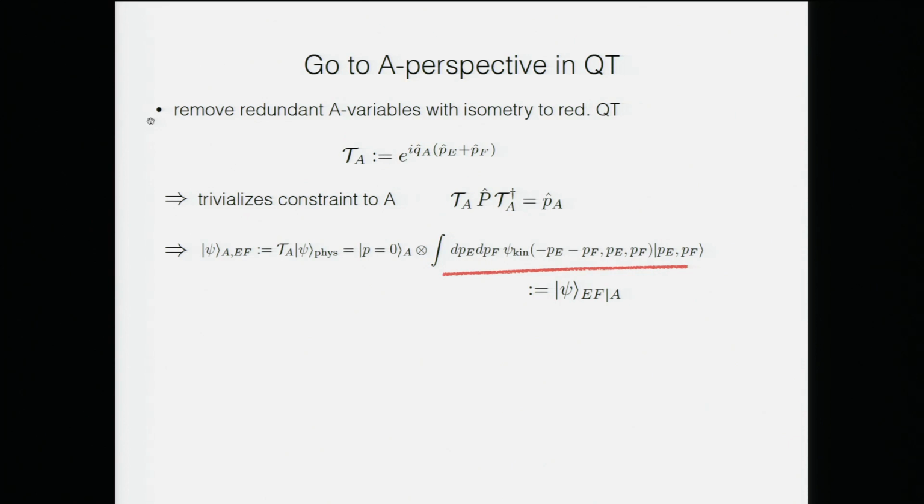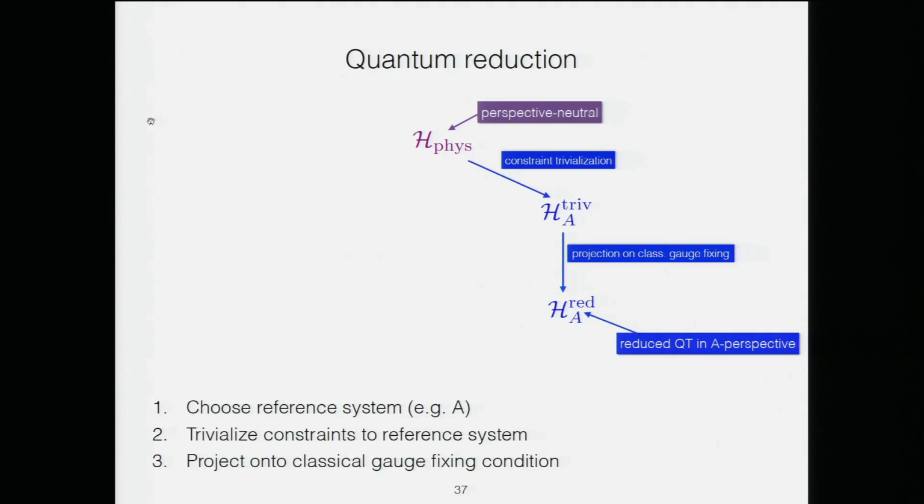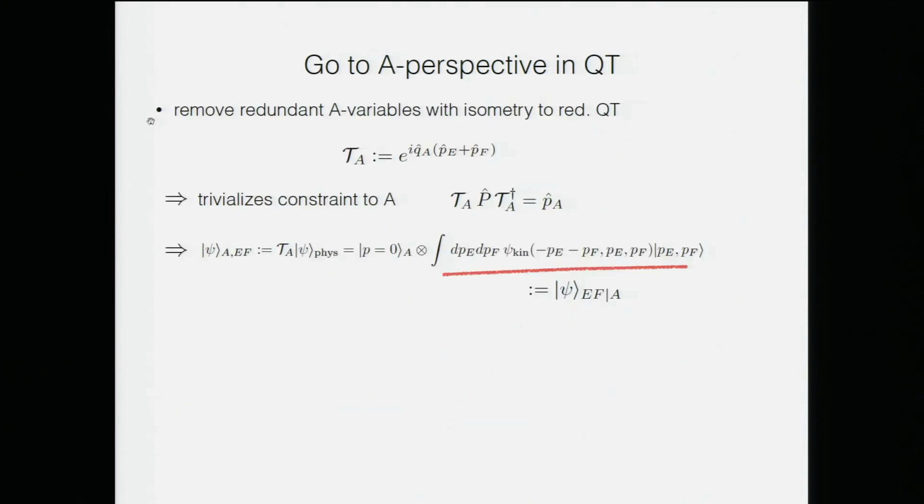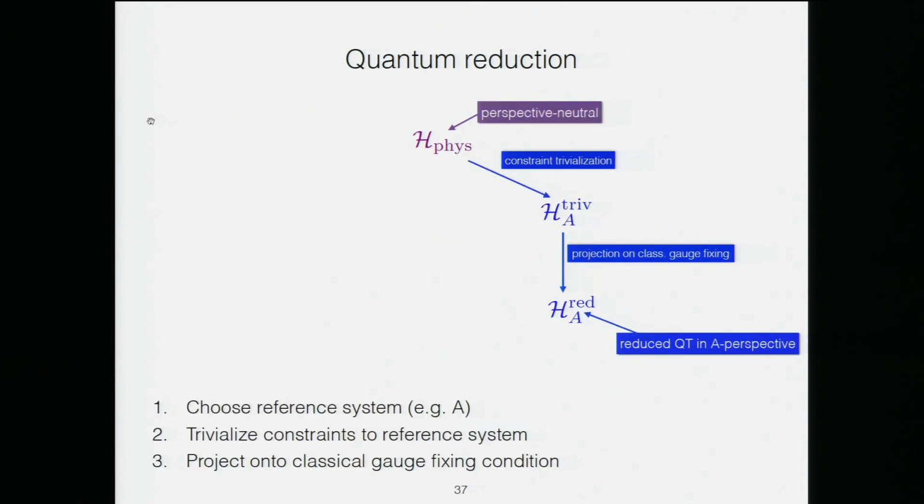If you apply that to the physical states, it's not a surprise that you find that the A slot can just be pulled out of this integral. It's fixed to zero, so it doesn't contain any relevant information anymore, and you just have a remaining state over the remaining degrees of freedom. This is basically what you will interpret as the reduced state coming from the reduced quantization. But one has to make that more rigorous. And now, again, we still have this redundancy.